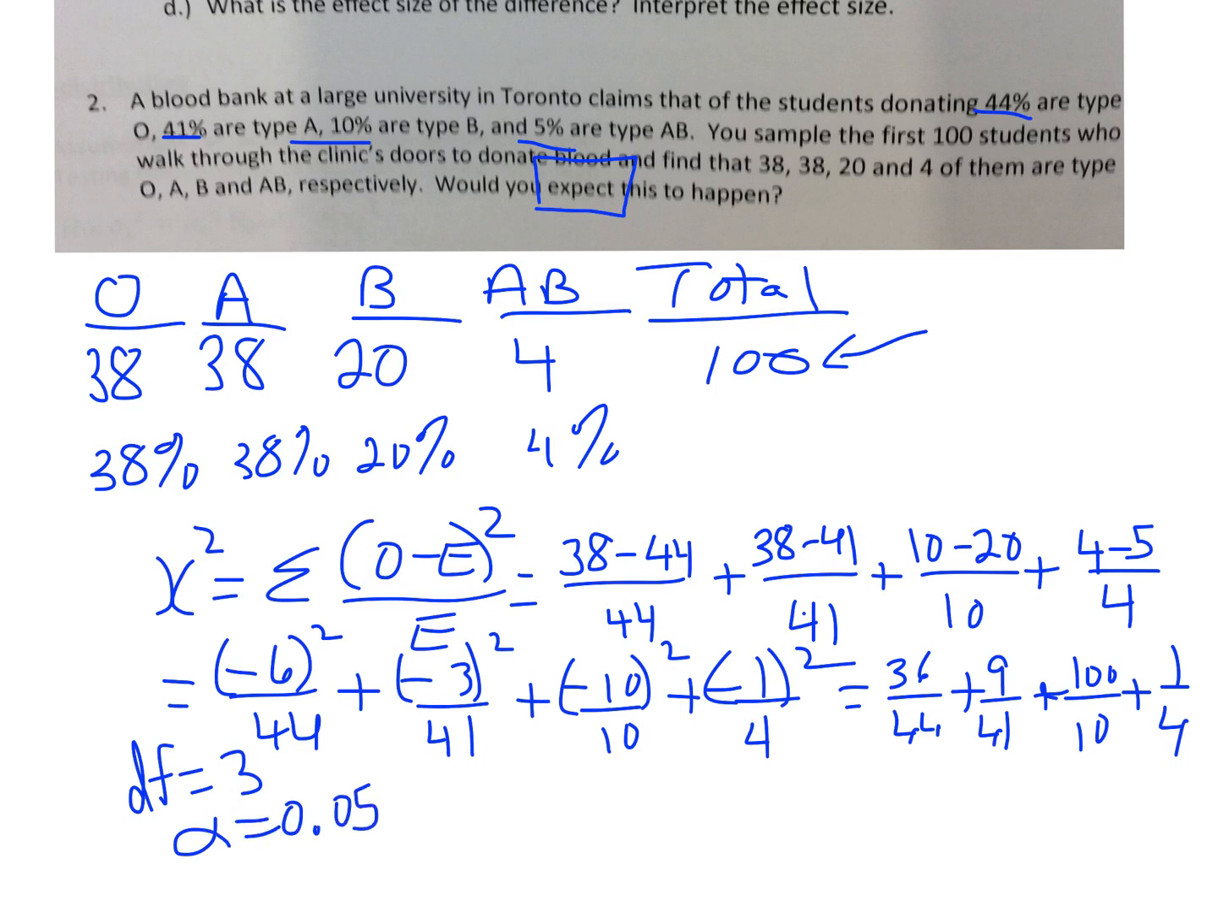So you're going to look up your chi-squared critical value, and you're going to compare it to the value that we calculated, and you're going to make a decision on whether to reject or fail to reject the null based on that, and then you would do a final word answer, therefore I would not expect this to happen, or therefore I would expect this to happen.